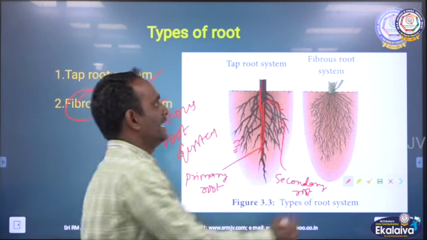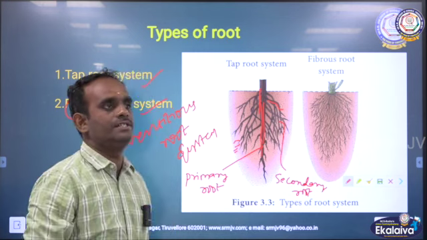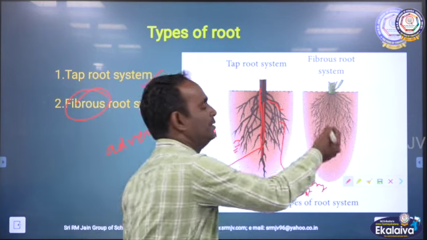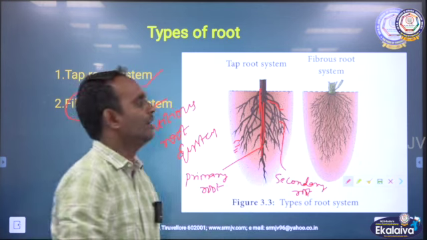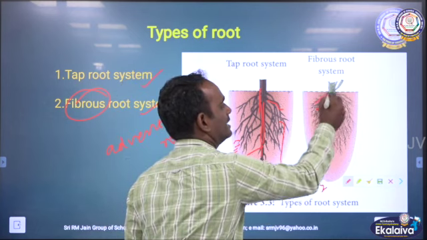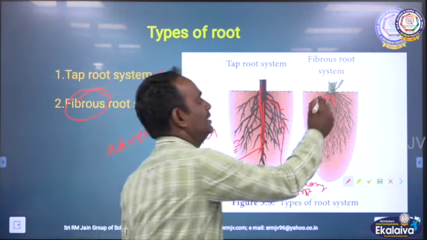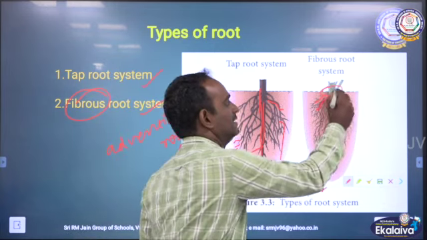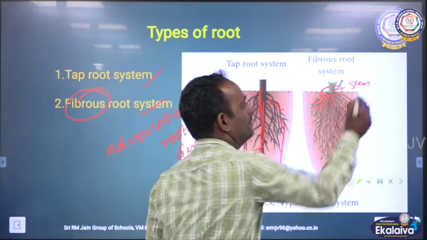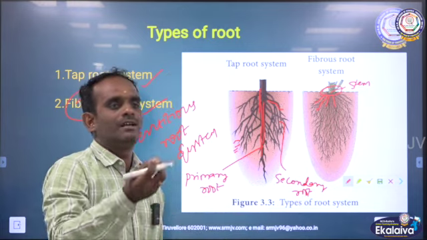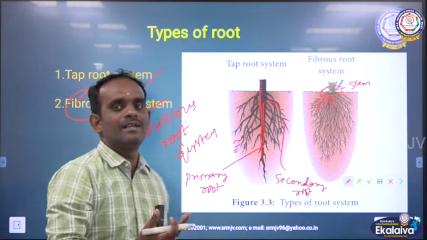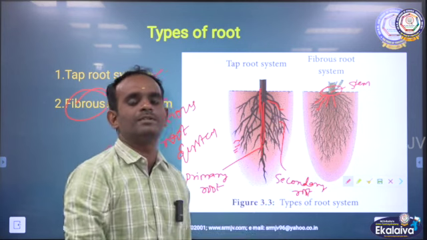Okay. But in the case of fibrous root or adventitious root, there is no primary root, there is no secondary roots. All small roots arise at the different regions of the base of the plant. This is the base, this is the stem portion. From the base of the stem, the roots arise. That type of root is called fibrous root. Okay.